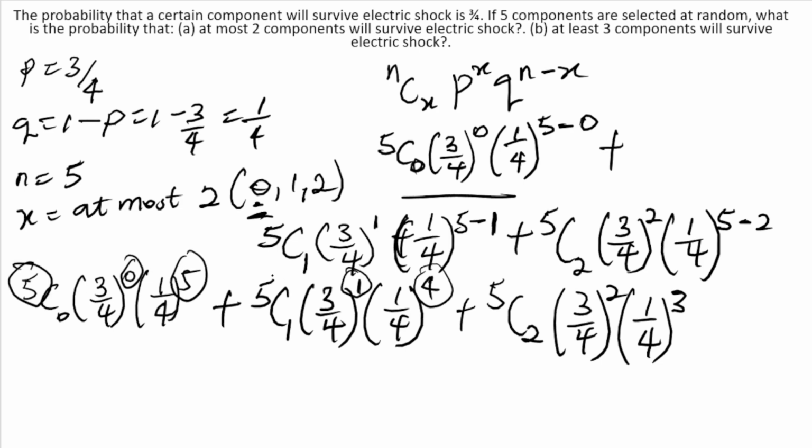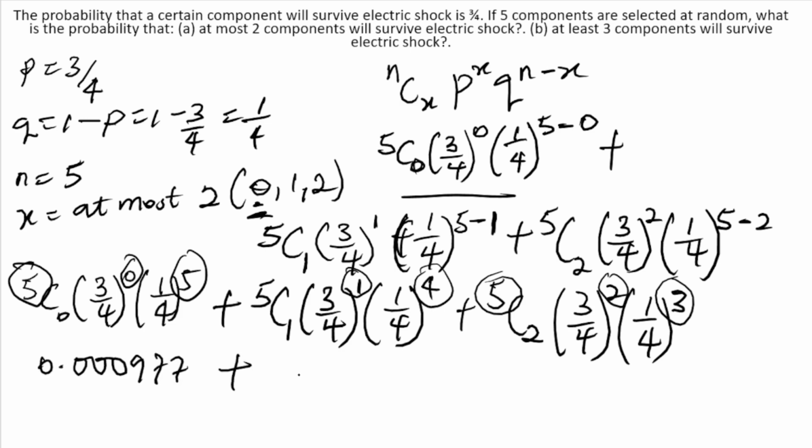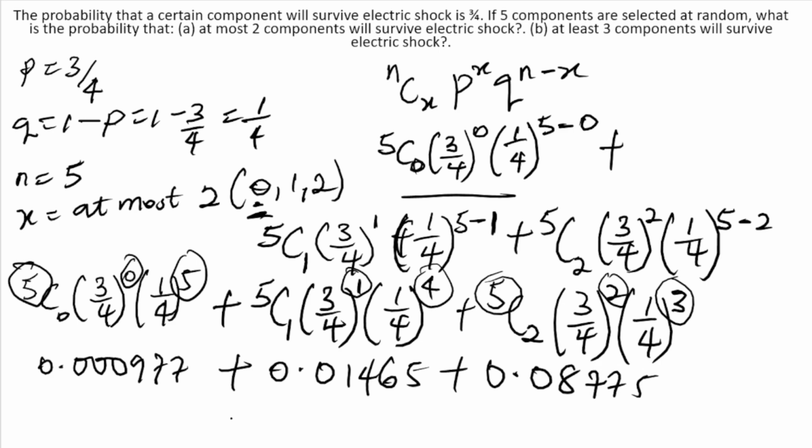The addition of the powers there must be equal to the upper one there. I hope you understand that, okay? So now, using your calculator to do this, you definitely have 0.000977 plus this will give us 0.01465, okay, plus 0.08775. So adding all of this is 0.1034. So this is the final answer to this particular problem.